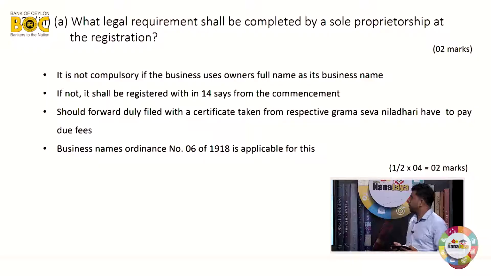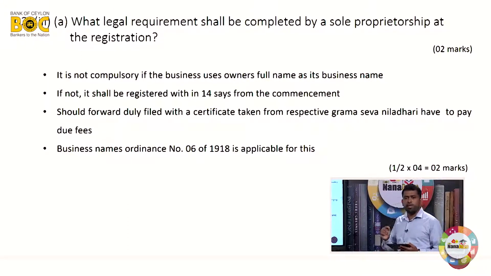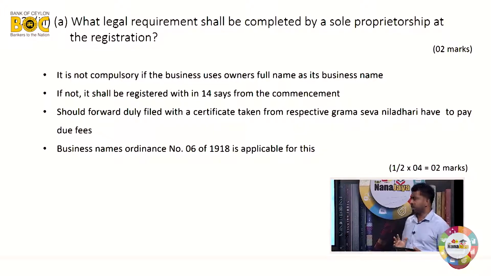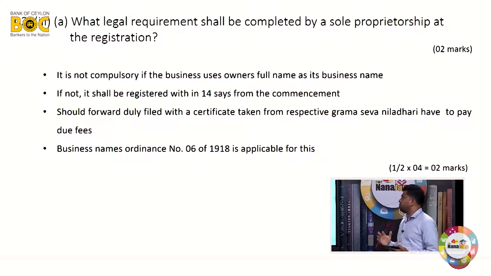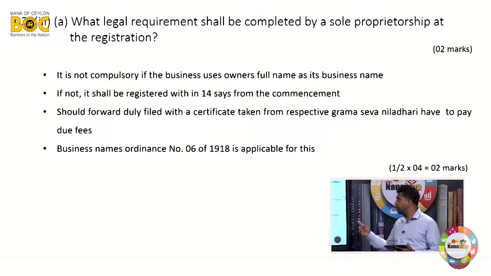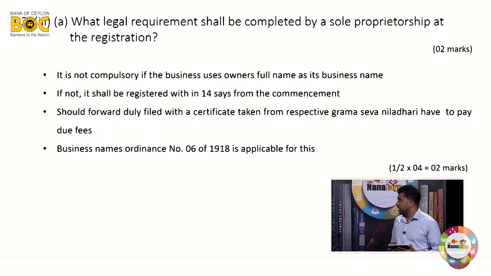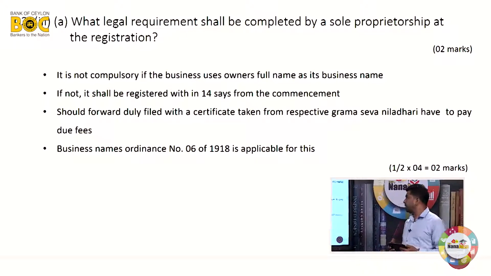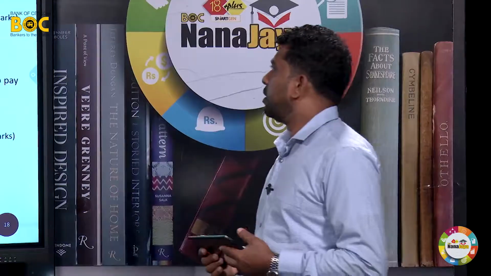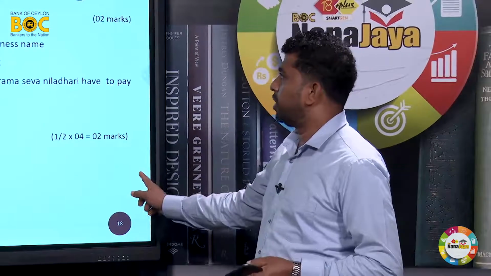Second one, that registration should be done within 14 days from the commencement, and the duly filled application form and certificate taken from the Grama Seva Niladhari should be forwarded, and the due fee has to be paid. These are related to Business Names Ordinance number 6 of 1918. You have to mention these 4 points to get 2 marks. Let's move on to the next question.